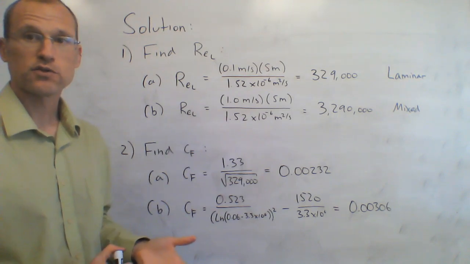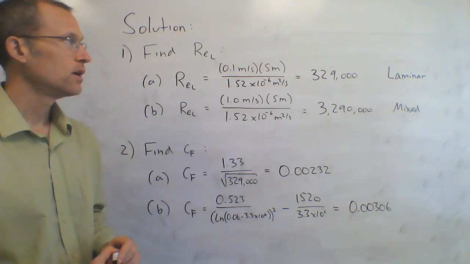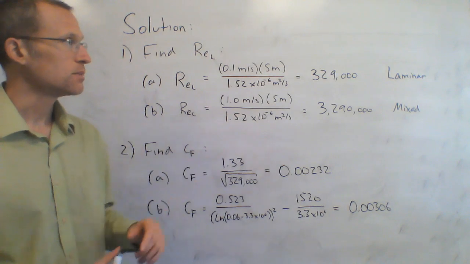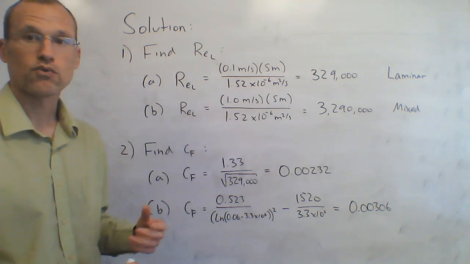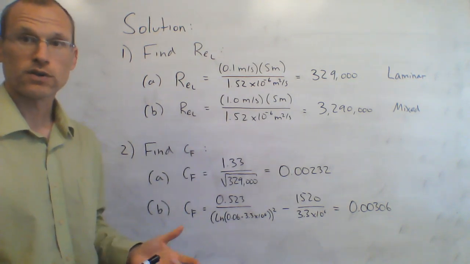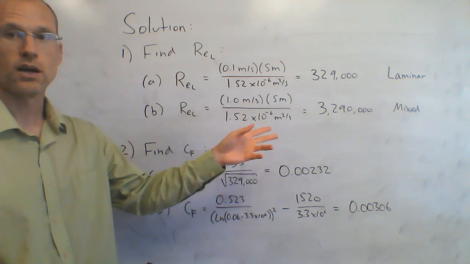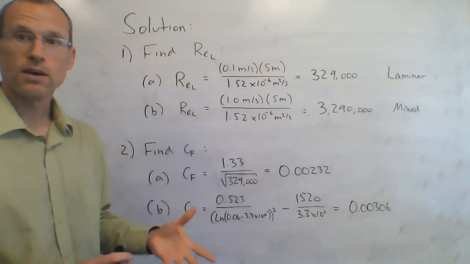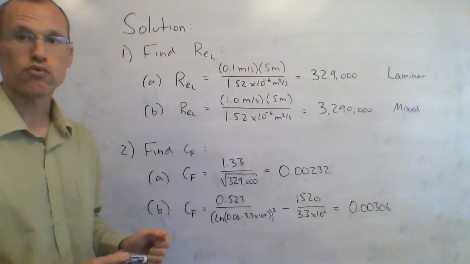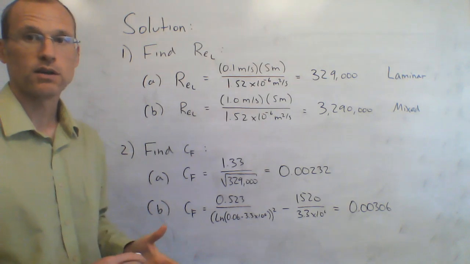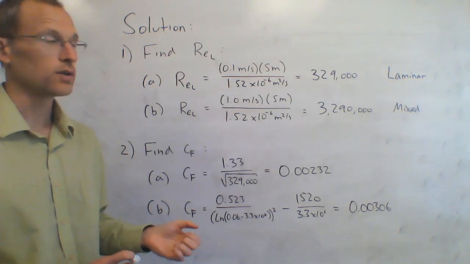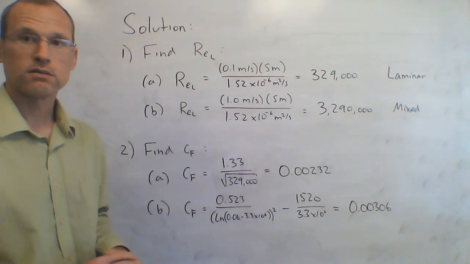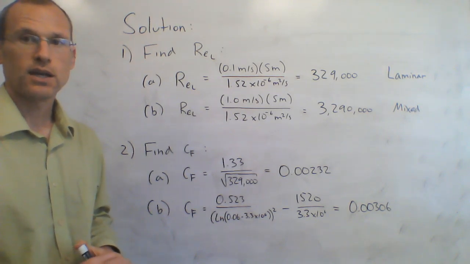So that's less than 500,000. That's going to be laminar. For part B, gives me a Reynolds number of 3.3 million. That's bigger than 500,000. So that guy is going to be turbulent or mixed. And again, because nothing in the problem said anything about it being fully turbulent from leading edge or tripped, I'm going to use the mixed value for CF in that case.